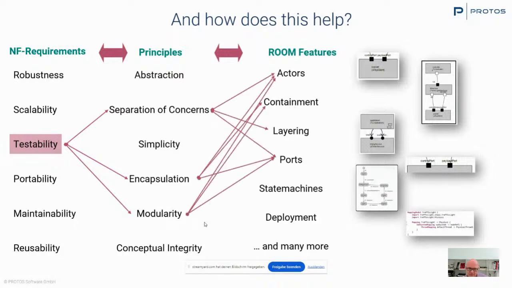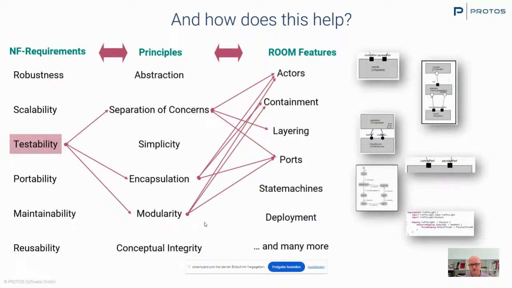And now we have a lot of features in Room that help with the different principles. For example, separation of concerns: with actors, you can encapsulate topics completely in an actor, separating them. Separation of concerns on interface level, port level. Ports allow this, and so on. Modularity, again, actors, containment hierarchies, ports, and so on. The deployment also is a very modular concept, and so on and so on. So it's very important that your method really helps you with the principles, and the principles really help you to fulfill non-functional requirements.